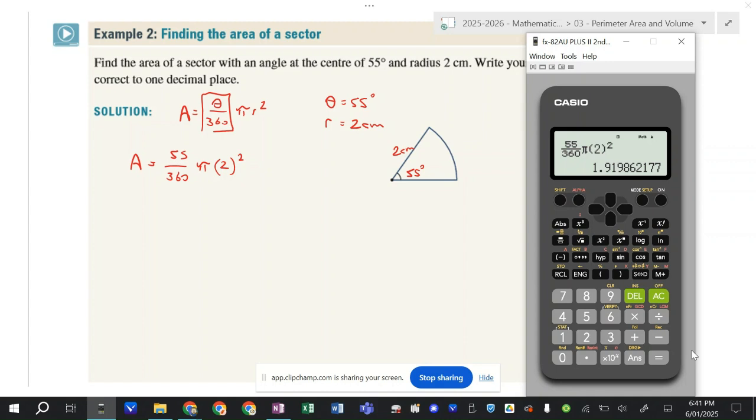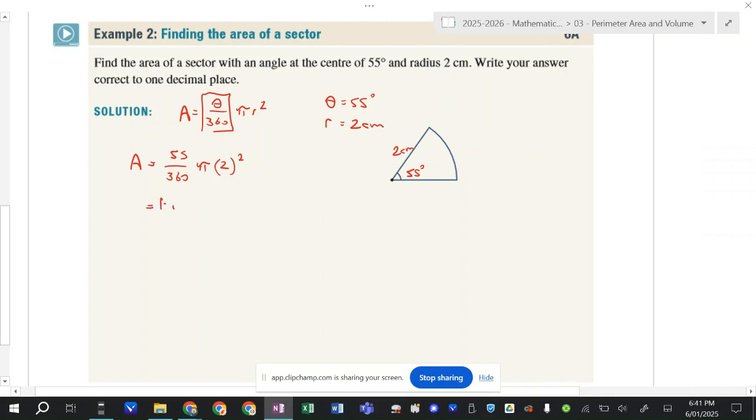So there you go. We get 1.919862177 dot dot dot, because it's a calculator. But we want this to one decimal place, so that will be approximately equal to 1.9 centimeters squared. And remember, it is squared centimeters because we're doing an area. Areas are 2 dimensions, which means our power is 2 because it's squared.